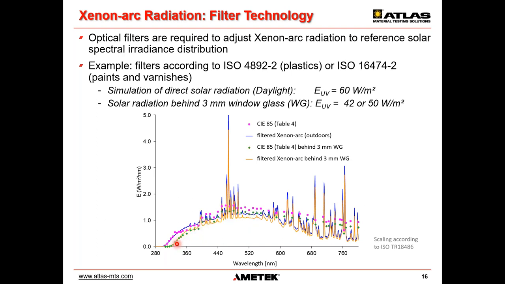And the same is true for indoor daylight. The green squares are the reference sun through window glass, and the yellow curve is the xenon. And you will always see that the xenon match in the short wavelength, whether it's daylight or indoor daylight, is excellent. And that's why typically the correlation is very high, because we have a very good match in the critical short wavelengths, and also in the visible parts to get the temperatures right of different colored samples.